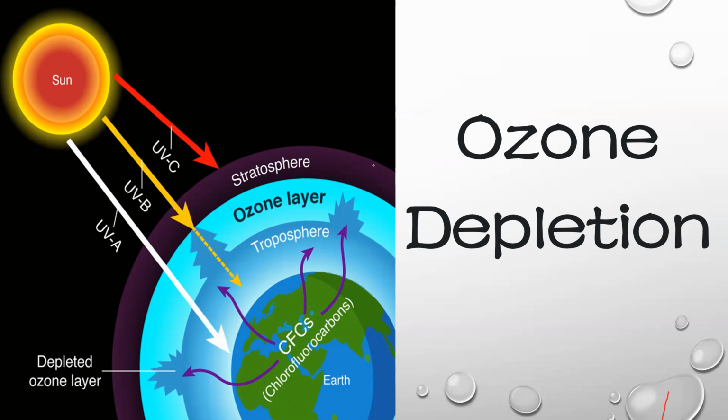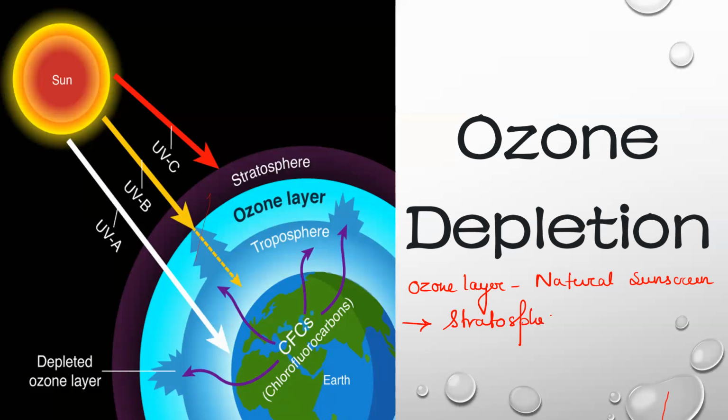See, for the last, say, 450 million years, the Earth has had a natural sunscreen, right? Ozone layer is a natural sunscreen in the stratosphere. Where is it found? In which layer of the atmosphere? In stratosphere. In this layer of the atmosphere, you find this ozone layer.